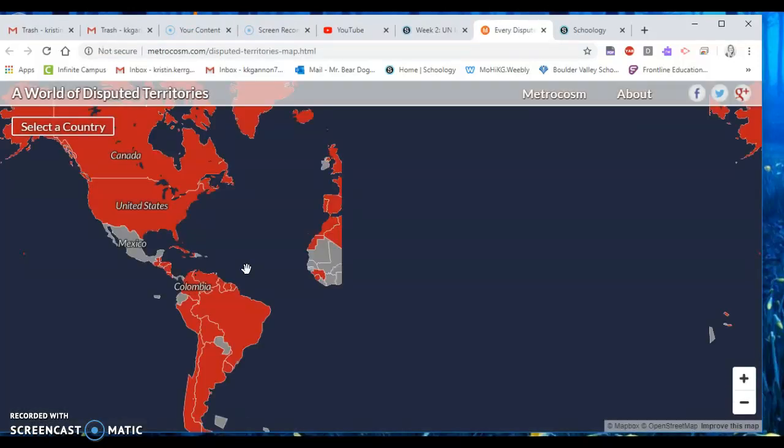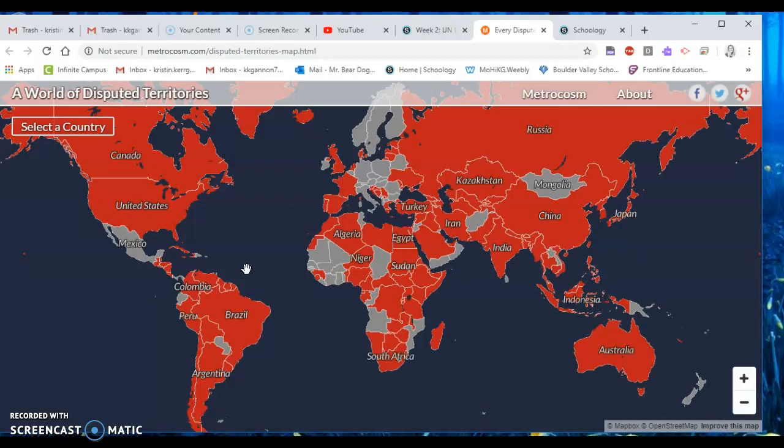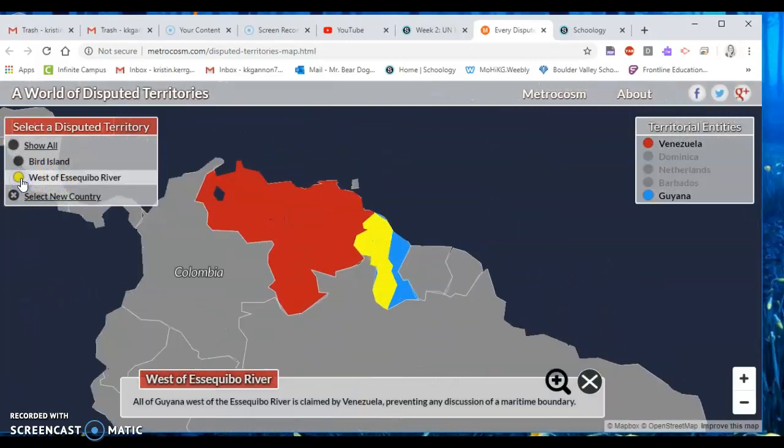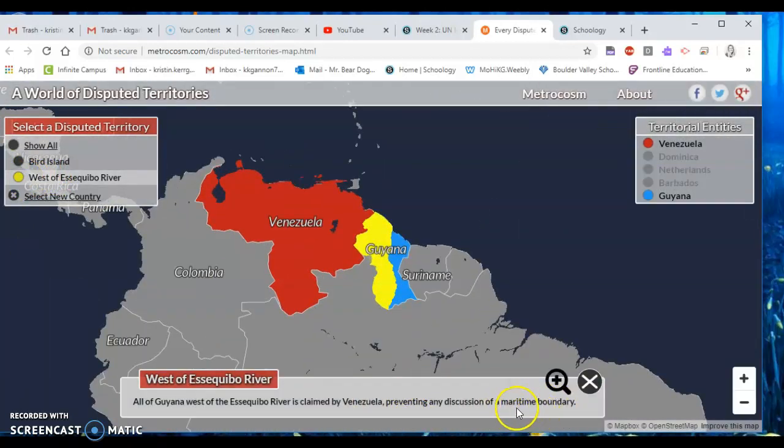Now, I like this Metacosm disputed territory site. When I try and use it in class, it crashes because everybody's on it at the same time, and then it doesn't load. But you could click into a country and it could tell you hot spots. Like here in Venezuela are some hot spots. The Bird Island, the west of Essequibo River. If I click into that, I want to know about that. It'll tell me down here a maritime boundary is a sea boundary. And so there's a lot of countries that are arguing over who gets the right of the resources in the sea. So they're frustrated with Guyana over that sea boundary. So that's one of their problems. So this Metacosm site is a place to look at disputed boundary territory.